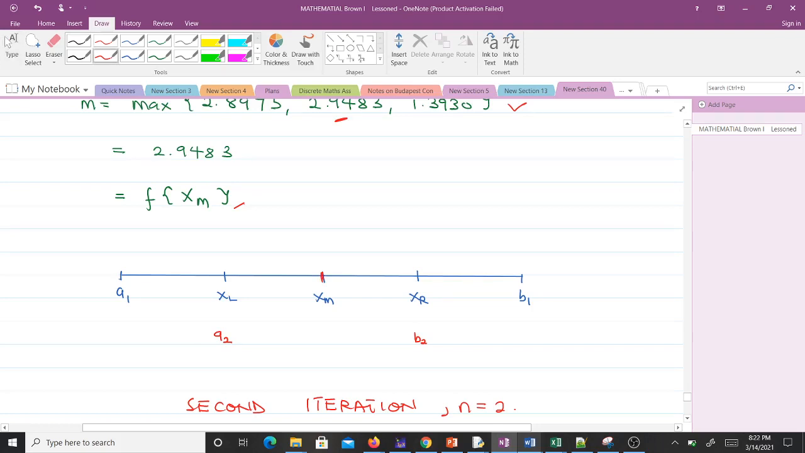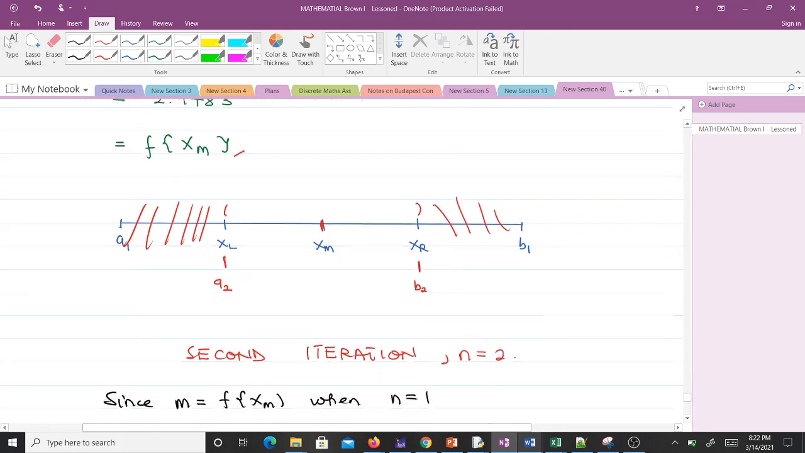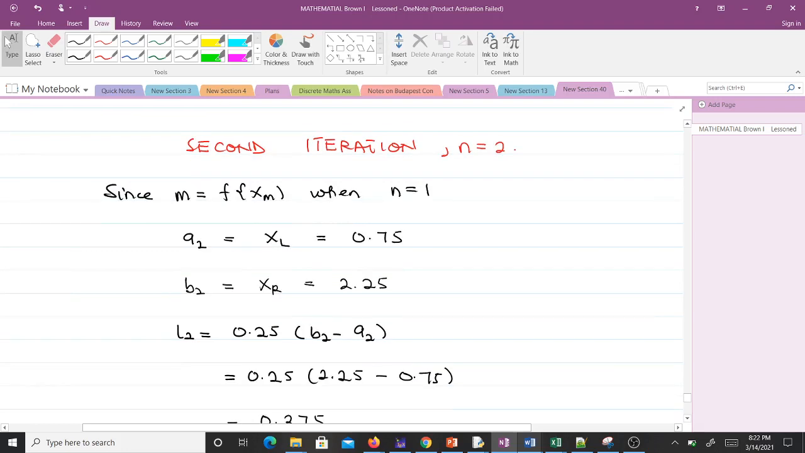Okay, so that means we'll consider f of xm and the 2 points closer to it, so this point and this point, and we discard the rest, so we shrink it. So now when you go to the second iteration, our new a, which is a2, will be xl, and our new b, which is b2, will be xr. So now let's go to the second iteration. N is equal to 2. Since our m was equal to f of xm when n was equal to 1, then our a2 is equal to xl, which is 0.75, and our b2 is equal to xr, which is 2.25.